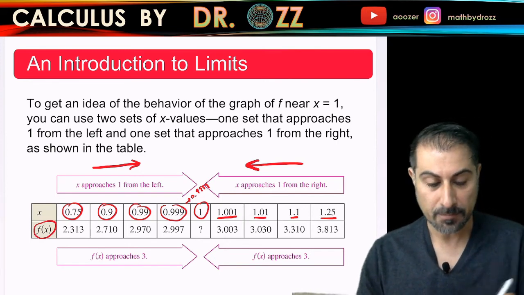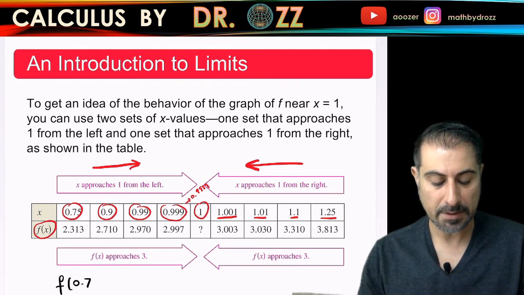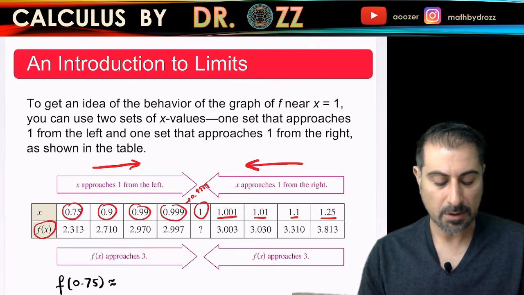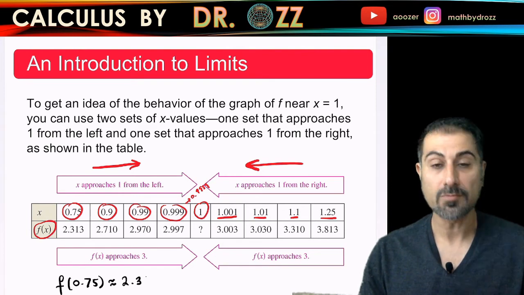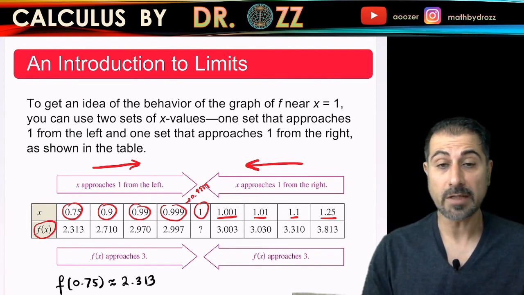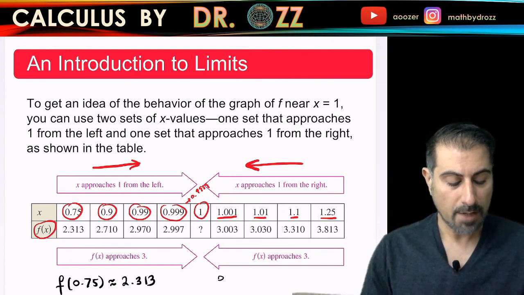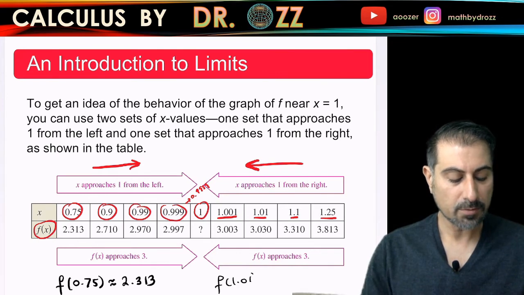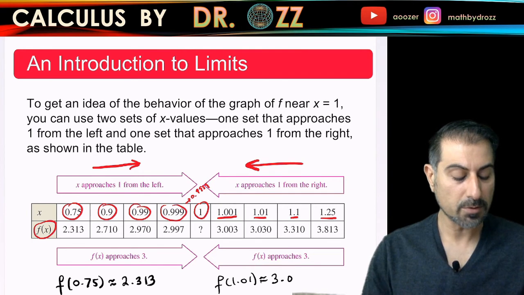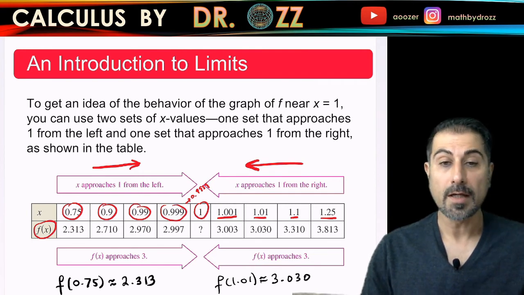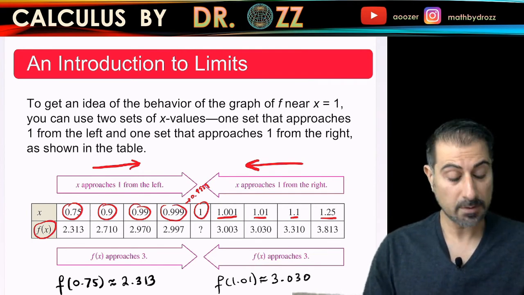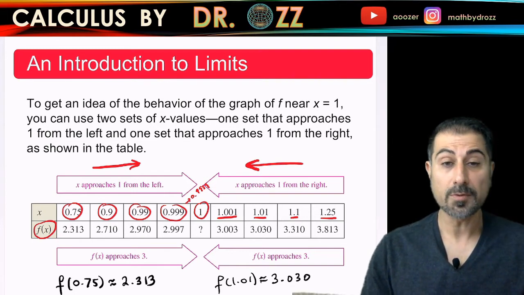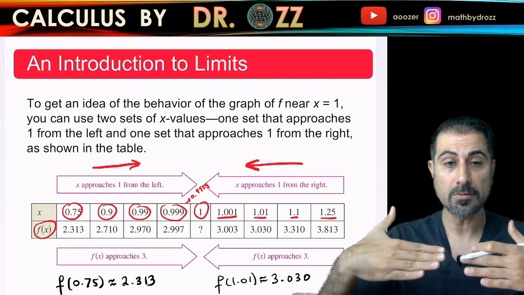For example, from this table you can read that f of 0.75 is approximately equal to 2.313. You can use your calculator for function evaluations. Or f of 1.01 is approximately equal to 3.030. And please fill out the table of sample values and see what the function values approach when you get closer to x equals 1.